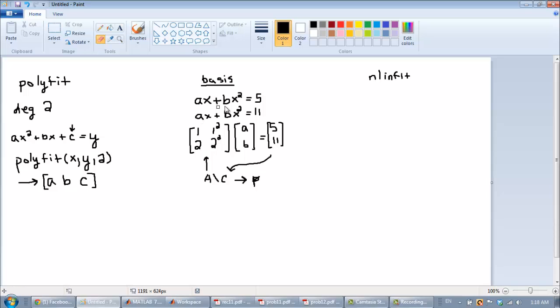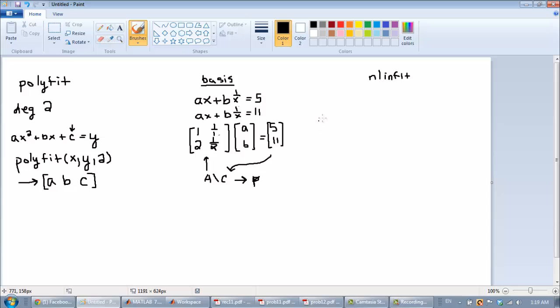So what you could have is something like, instead of x squared here, you could have something like 1 over x and 1 over x here. What that would change is that your second column over here would become 1 over 1 and 1 over 2.